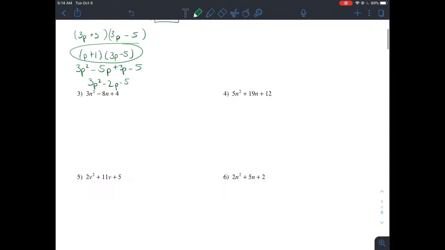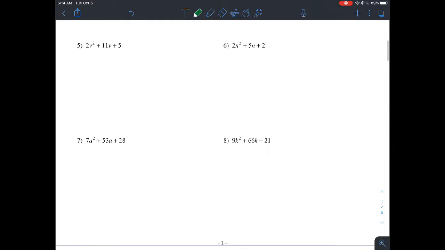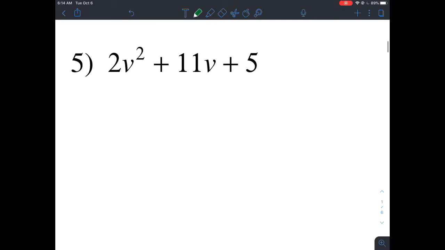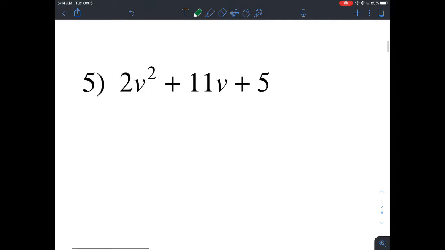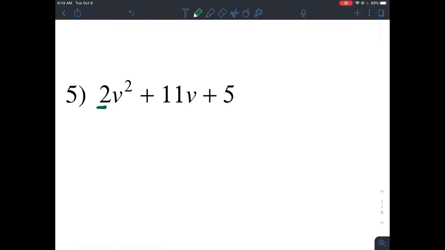Let's do another one. I'm sure you're watching me and you're like, oh, I don't know what she just did. So let's go ahead and try. All right, let's do this one. So we have an a value that is greater than 1, and we can't factor anything out. Is there anything I can factor out of 2, 11, and 5? There is not. So I'm going to go ahead and use my borrow and payback method. I'm going to multiply these guys. So I get 10.